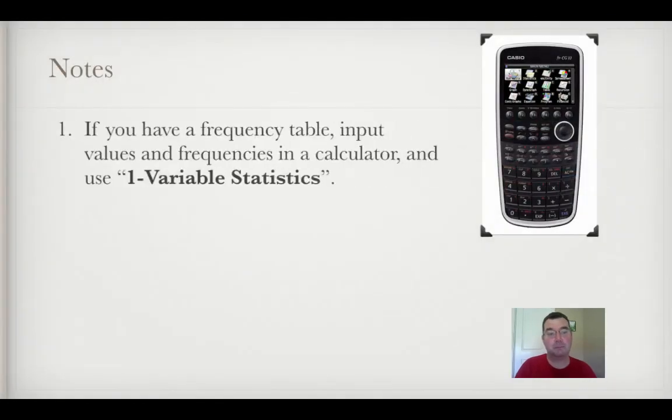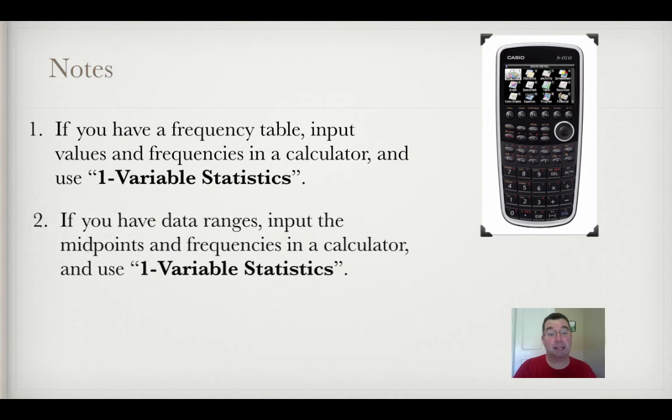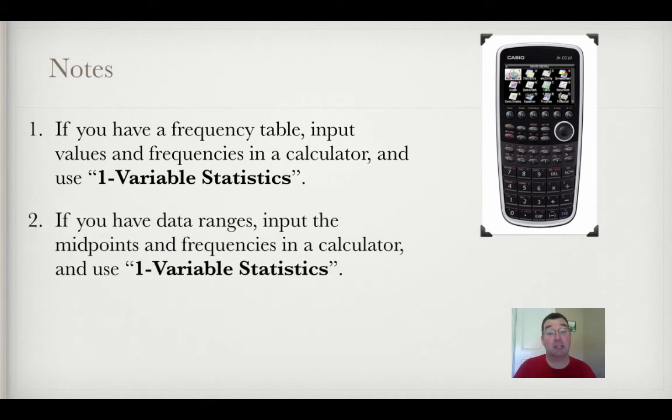Now, just a couple of notes. If you are allowed to use a calculator, you would put everything into a frequency table. You would input values and frequencies into your calculator, and you would use one variable statistics. If you have data ranges, you would input the midpoints and the frequencies into a calculator and use one variable statistics. And then you would look in that table that it gives you at the very end, and the standard deviation that you want is beside that sigma x.